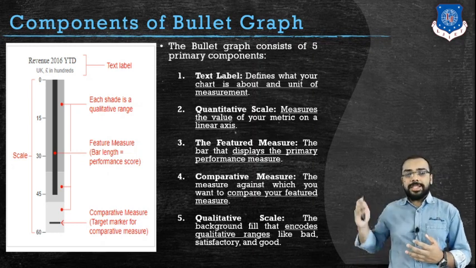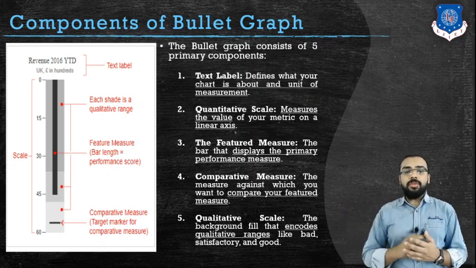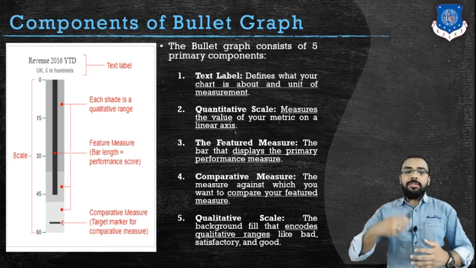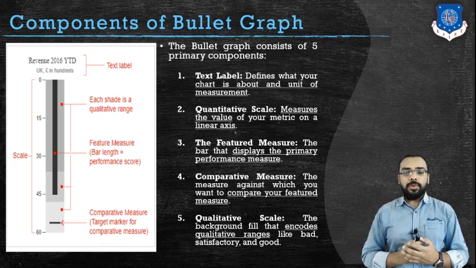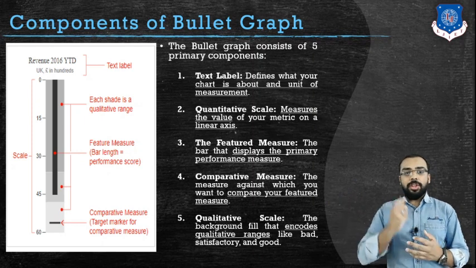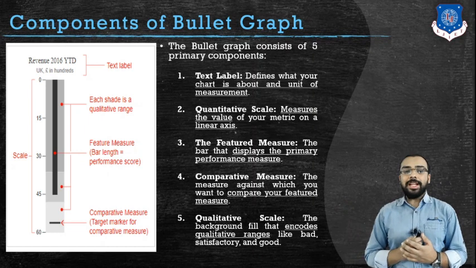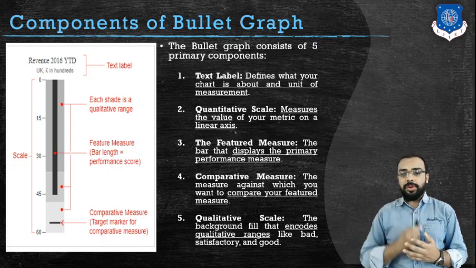The first is the text label. What does this indicate? It indicates what our bullet graph is and what units of measurement you are considering. In the figure you can see this particular bullet graph is of revenue of 2016. And the unit of measurement you can see here is UK pounds, in hundreds.